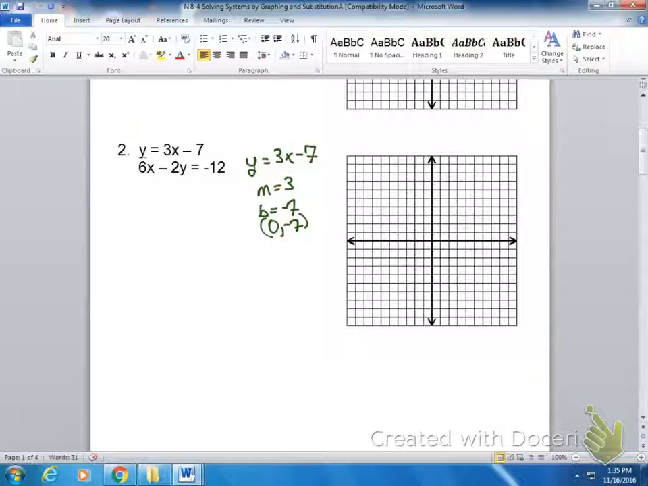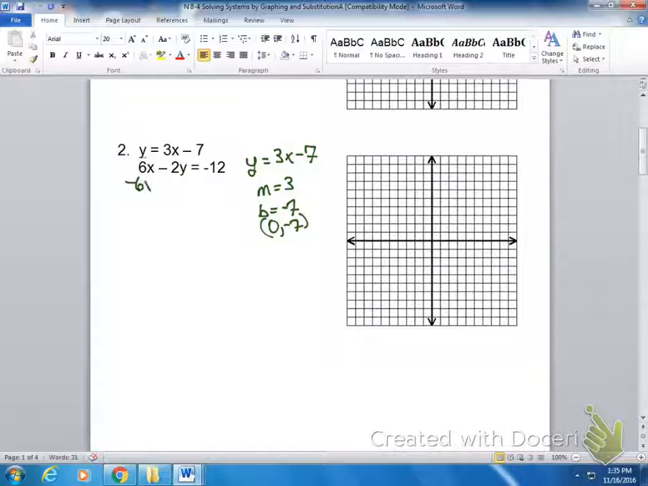So I want y'all to pause for a second, maybe about a minute or two. I want you to plot that point and get that line. Then I want you to start solving 6x minus 2y equals negative 12 for y. So go ahead and do that for just a minute. So hopefully in that pause we got some stuff done.